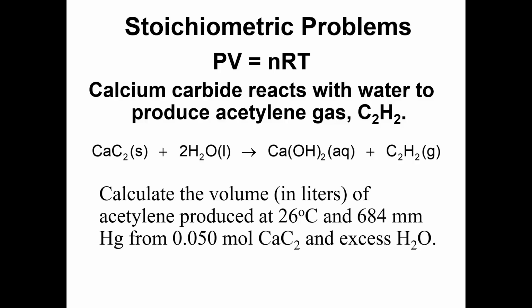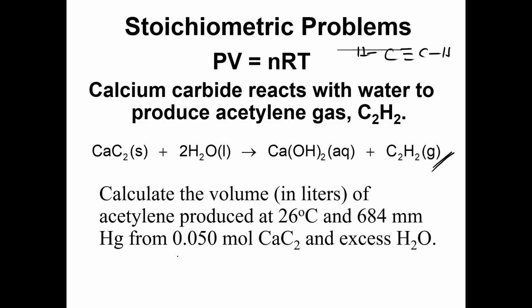right? So here we have a reaction of calcium carbide that's reacting with water, and neither one of those are gases, but what's happening here is we are producing a gas. We are producing ethene gas, or acetylene, ethine gas, and if you draw the Lewis structure, it's going to be like that. And alright, and so the question is, calculate the volume in liters of acetylene produced at 26 degrees Celsius, 684 millimeter mercury from 0.05 moles of calcium carbide.